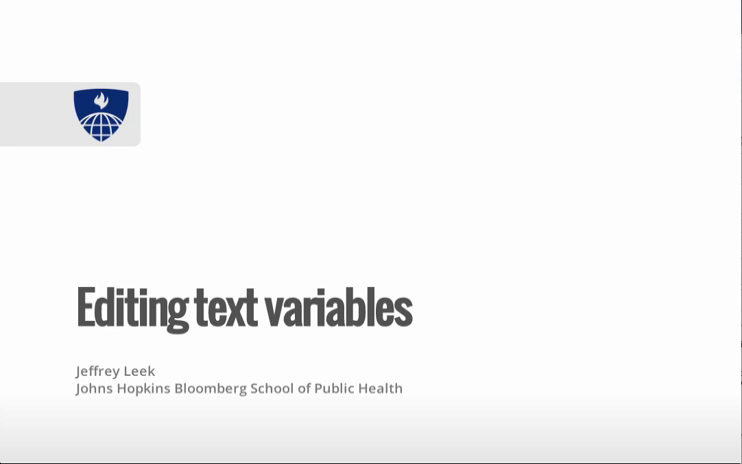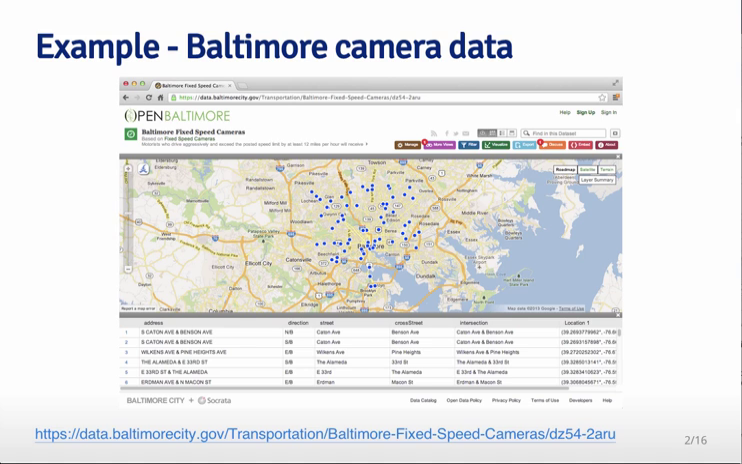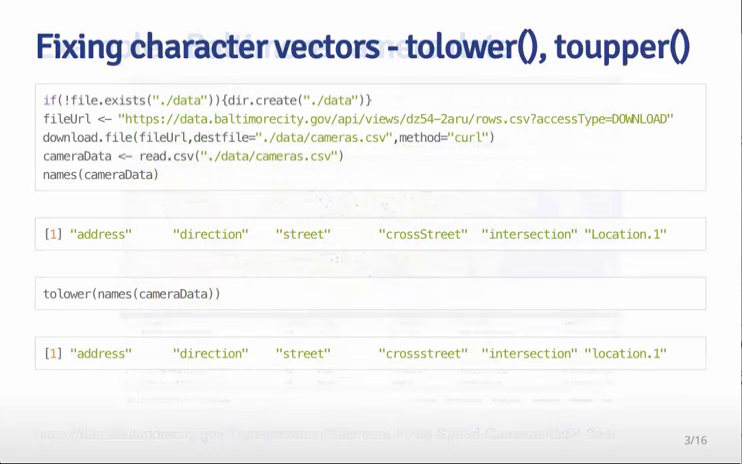A very common data cleaning step is to have text variables that are in a nasty format or have extra spaces or periods or underscores that you need to remove. This lecture is going to be about how you manipulate those texts programmatically in order to get nice, decent variable names, but also text in the actual data set itself. Again, we're going to go back to this Baltimore fixed camera data because I can't stop thinking about all the parking or speeding tickets that I get.